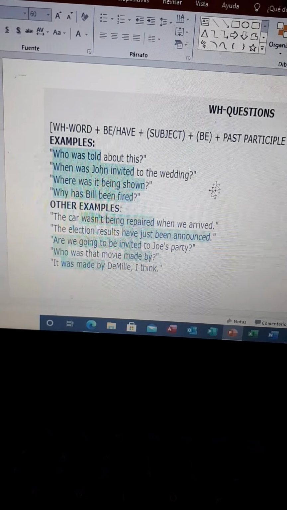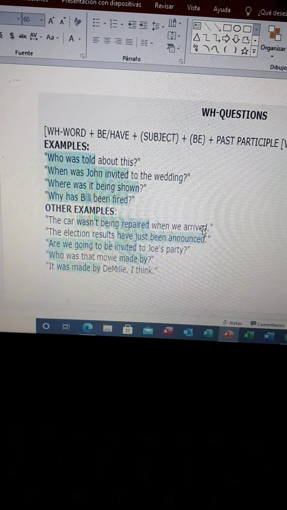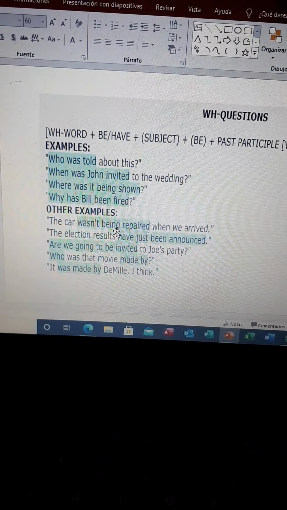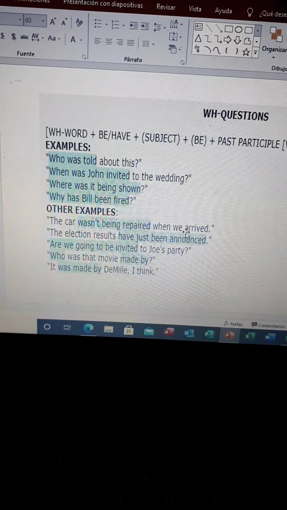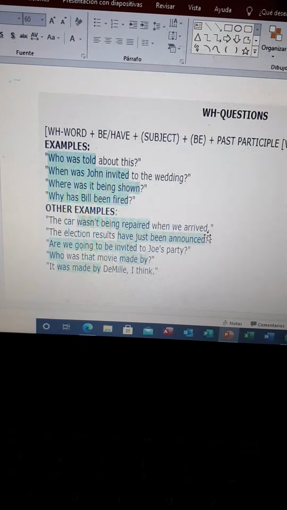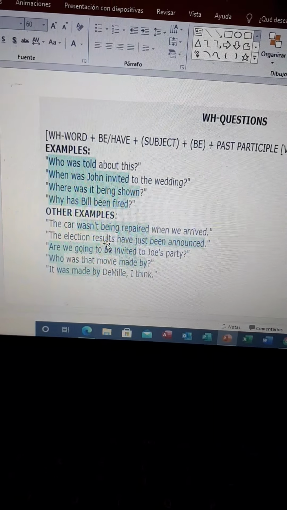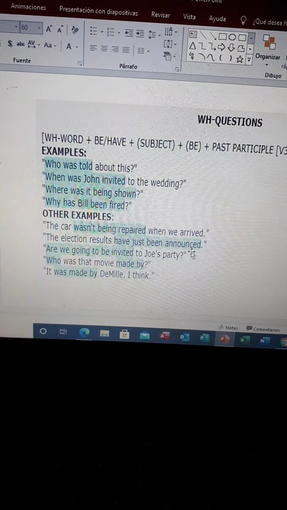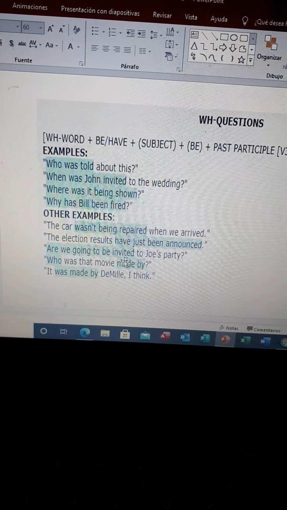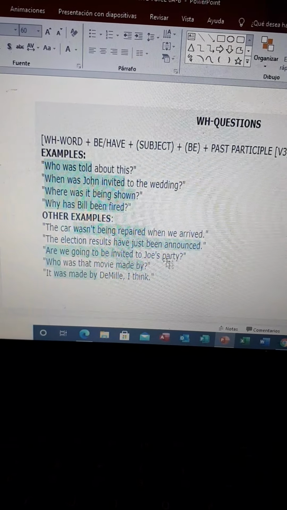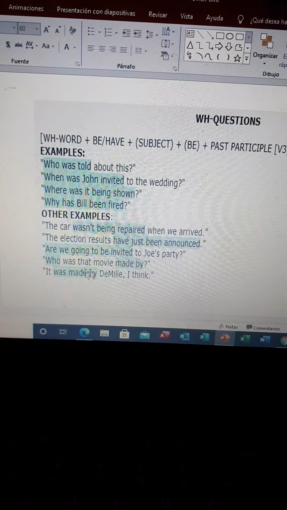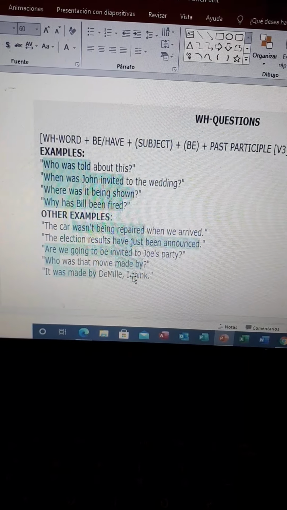Other examples: the car wasn't being repaired when we arrived. Si el carro no ha sido reparado, cuando llegamos. Or the election results have just been announced. Are we going to be invited to Joe's party? Who was the movie made by? It was made by Demil, I think.